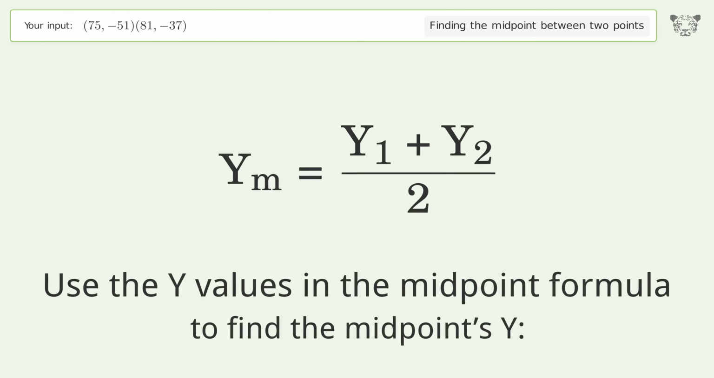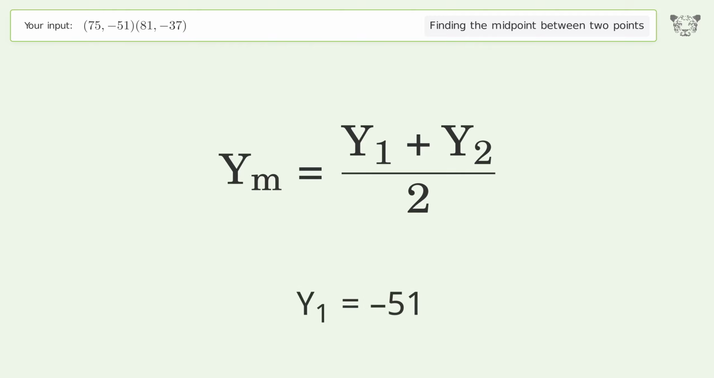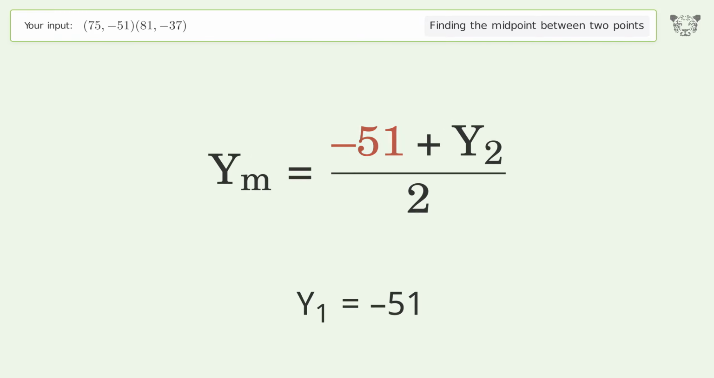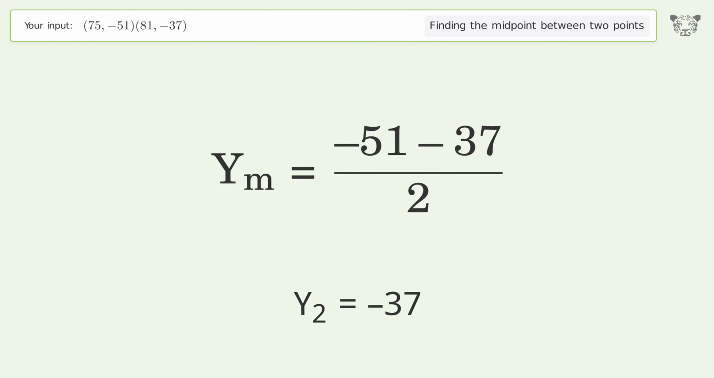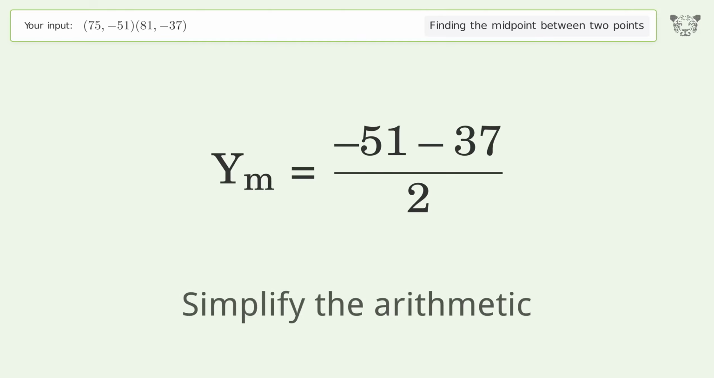Use the y values in the midpoint formula to find the midpoint's y. y1 equals negative 51. y2 equals negative 37. Simplify the arithmetic.